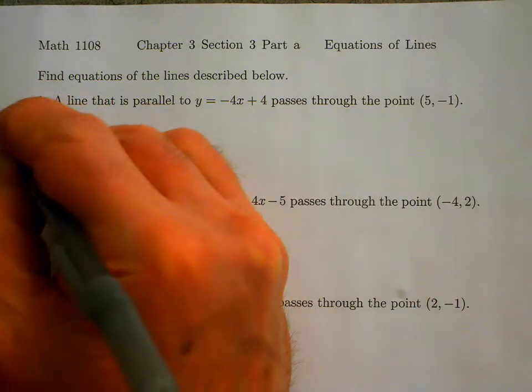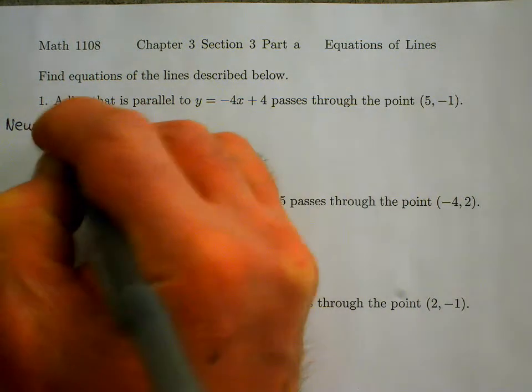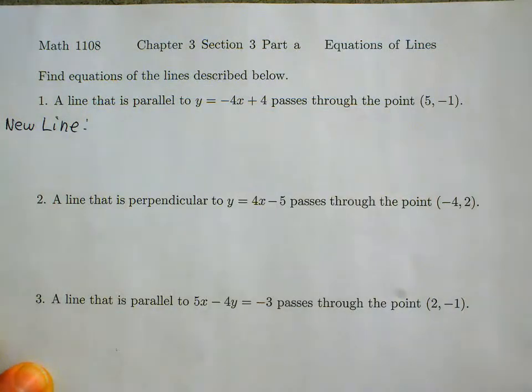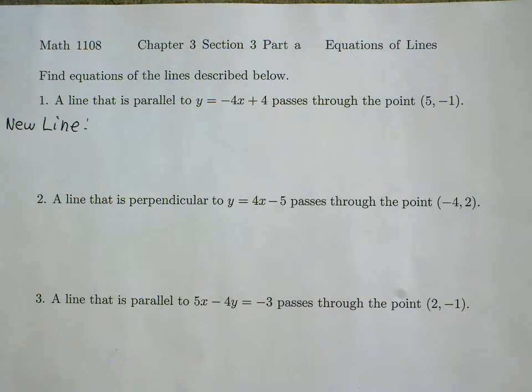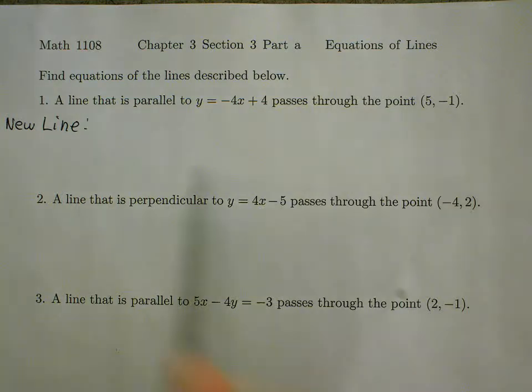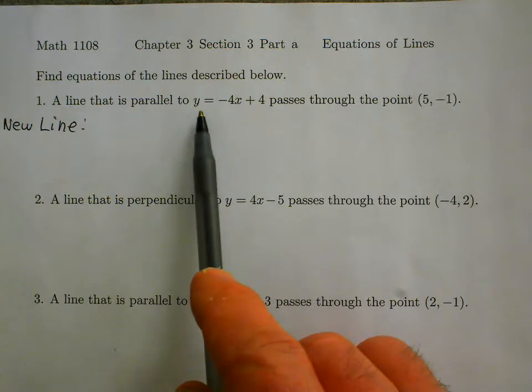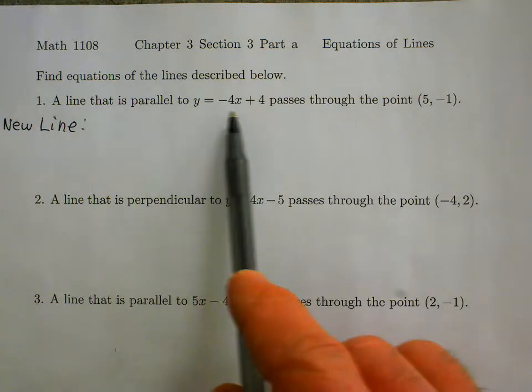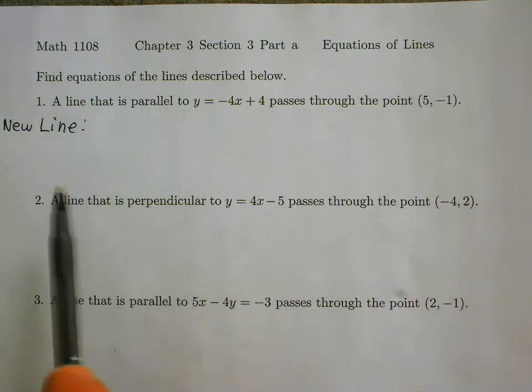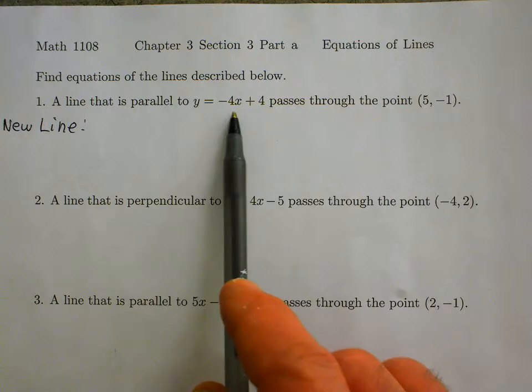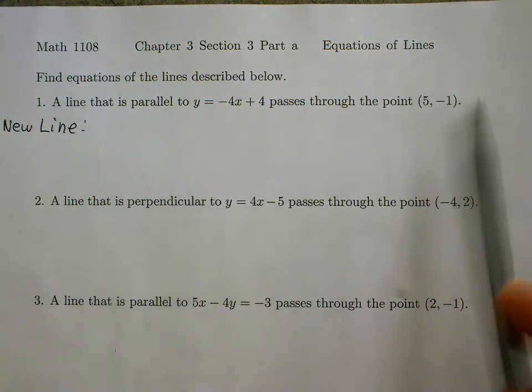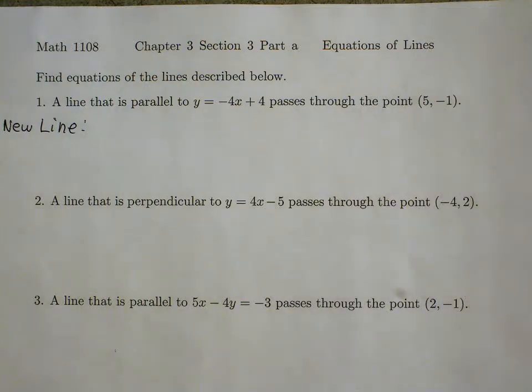So here I'll just write the new line. The new line is the line whose equation we're trying to find here. So is there something that we know about the new line? The new line is parallel to this line. The given line is y equals negative 4x plus 4. So the line whose equation we're trying to find is parallel to this line. And the new line also passes through this point, 5, negative 1. So what's the slope of the new line? Negative 4.